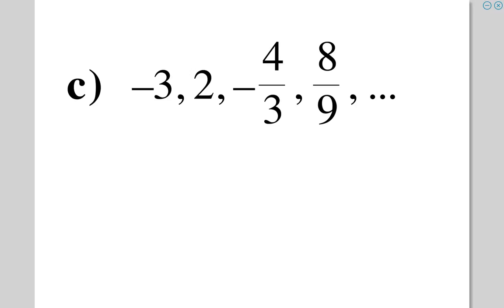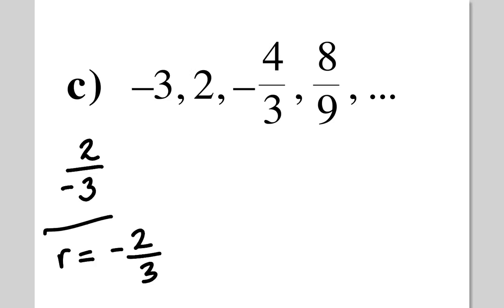I see fractions involved, so I'm assuming it's probably geometric. Okay, so take a term and divide it by its previous. Let's just stop here for a second. What happens when you divide a positive and a negative? The whole thing is negative. So I'm assuming that this is the R value, negative 2/3. Okay, let's just double check.